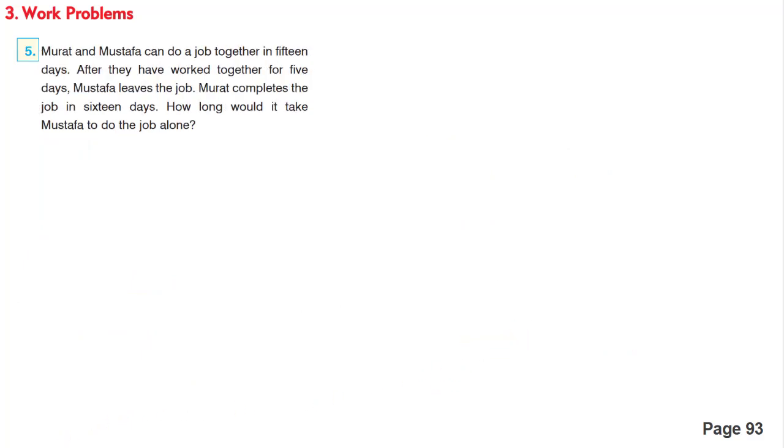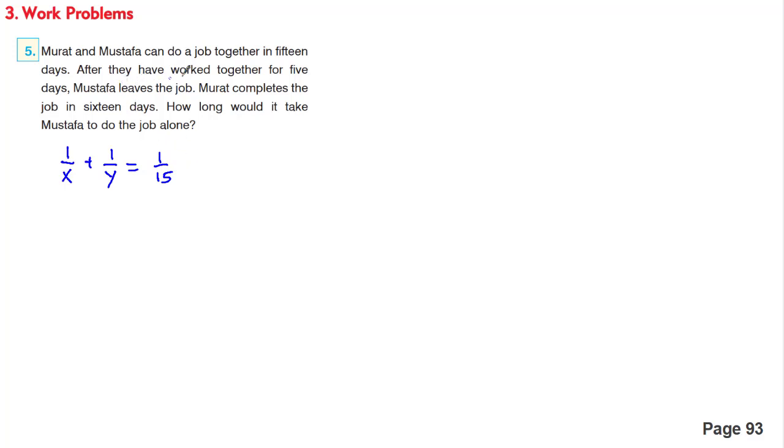Next. Murat and Mustafa can do a job together in 15 days. After they have worked together for 5 days, Mustafa leaves the job. Alright, so Murat and Mustafa can do a job together in 15 days. What is their work rate? 1 over x for Murat plus 1 over y for Mustafa is 1 over 15.